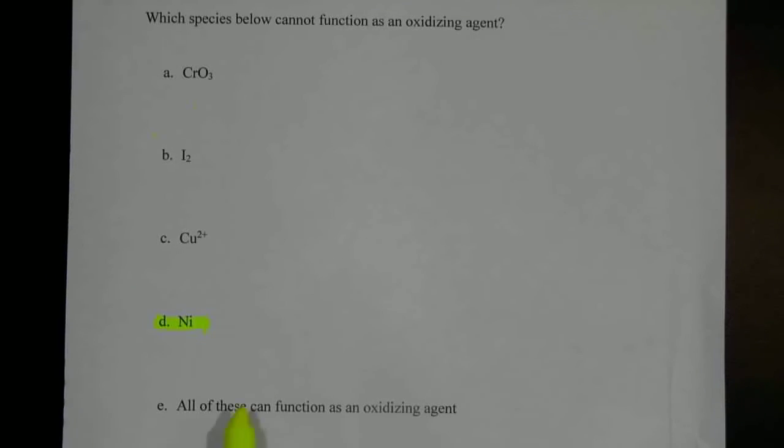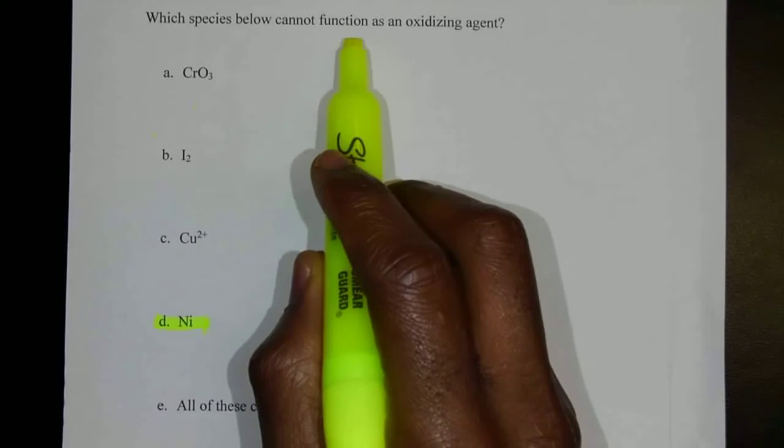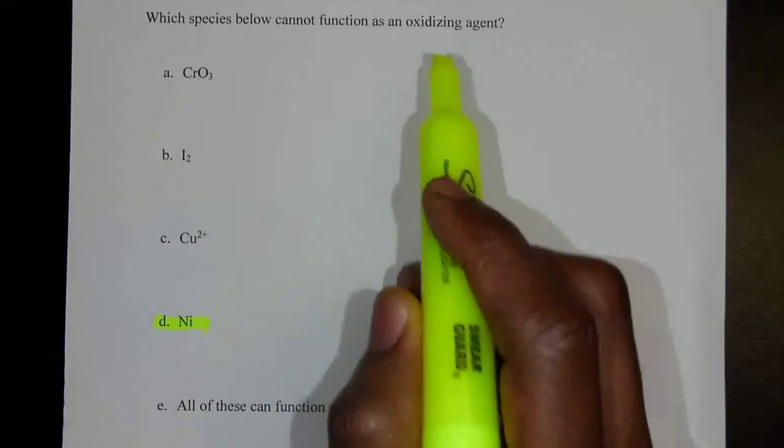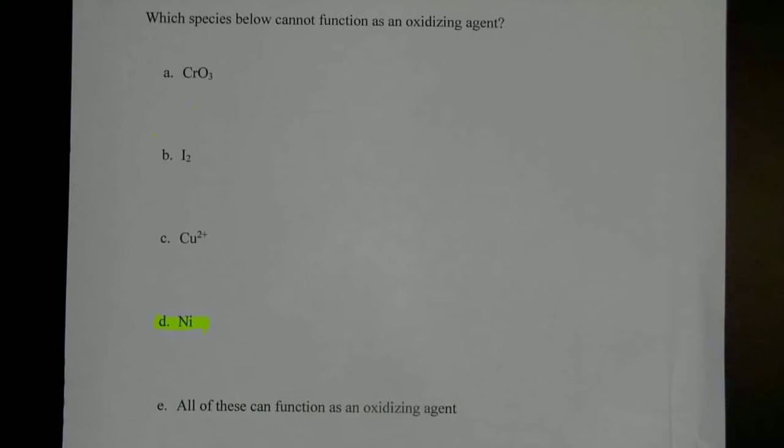So when the question asks which species cannot function as an oxidizing agent, it is indirectly asking which cannot be reduced. And with this approach, the question becomes rather simplified.